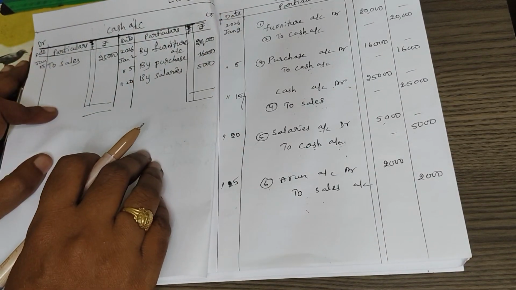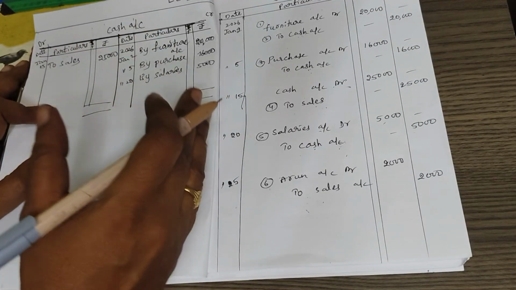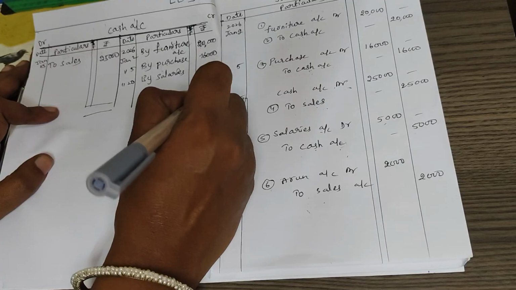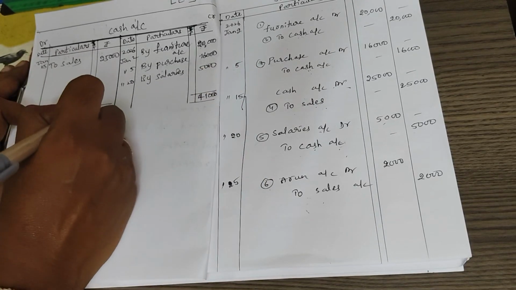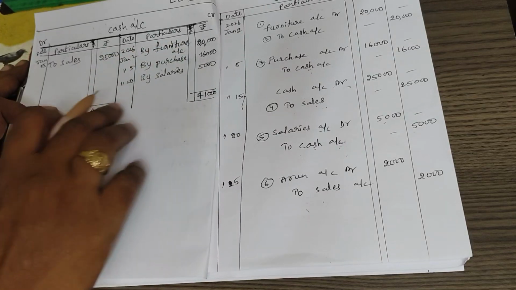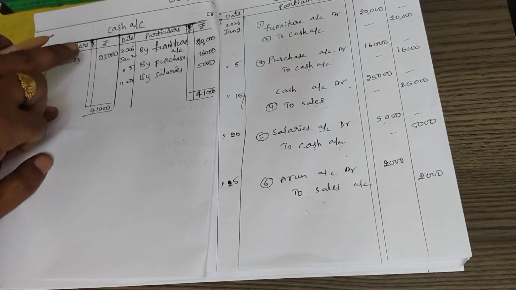Credit is more. So wherever we have the higher balance, that balance needs to be posted on both sides. So this is the highest amount. What is the highest amount here? 41,000. Right, on both sides. Okay. After writing the highest amount on both sides, then you need to deduct the least amount.